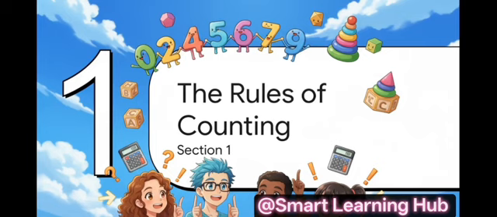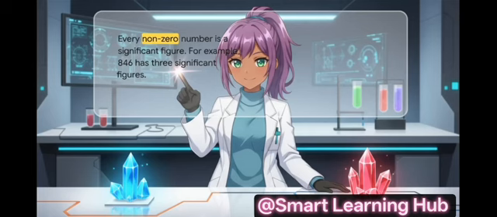We're going to start with the absolute easiest rule before getting into the tricky stuff. So, our foundational rule is beautifully straightforward. Every single non-zero number is a significant figure. Boom. Done. Take a look at the number 846. 8, 4, and 6 are all non-zero, so that is exactly 3 significant figures. Or what about 3,546? 4 non-zero digits, so yeah, 4 significant figures. Pretty easy, right? But, well, it couldn't stay that simple.